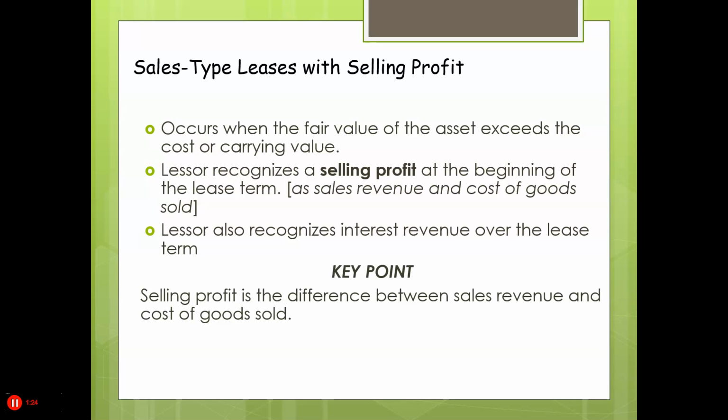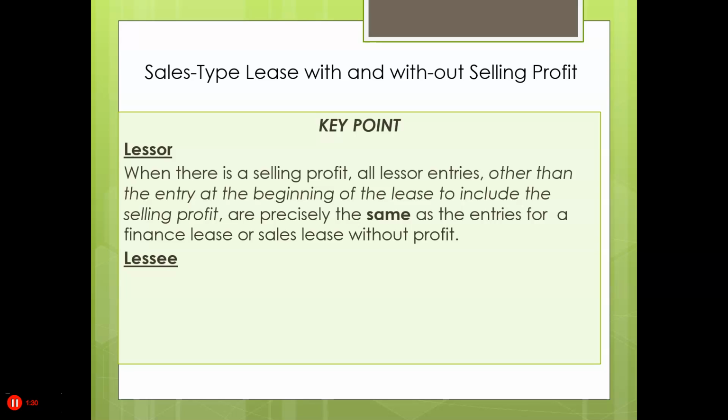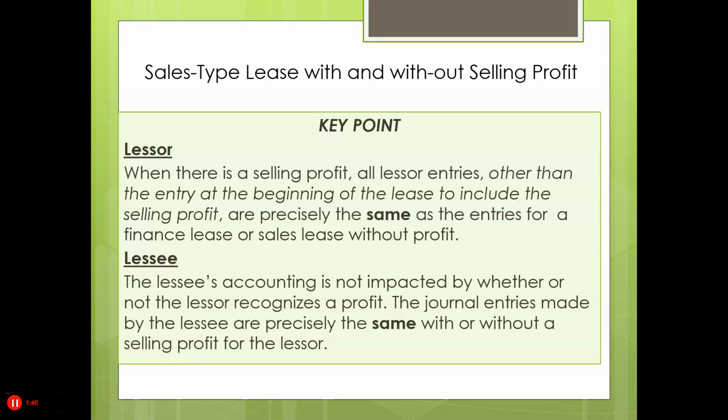Now, another thing to remember. From the lessor's point of view, when there's a selling profit, all lessor entries other than the entry at the beginning of the lease to include the selling profit are the same as a lease without profit. The lessee's accounting is not impacted by whether or not the lessor recognizes a profit. The journal entries made by the lessee are precisely the same with or without a profit.